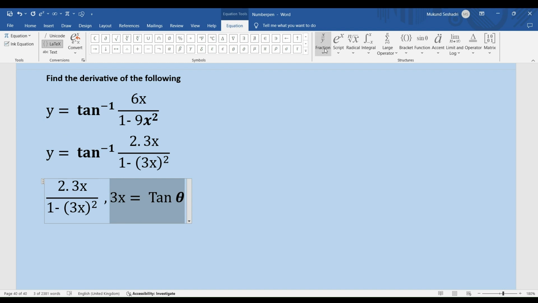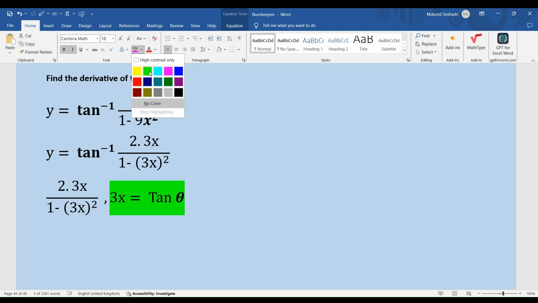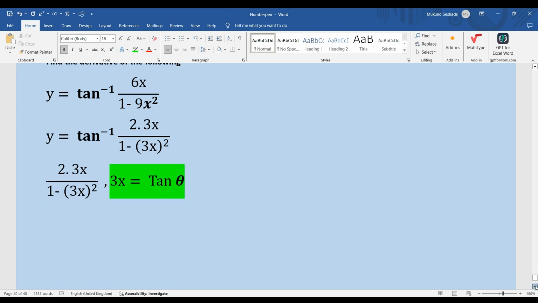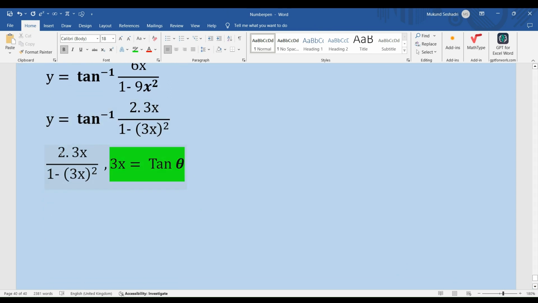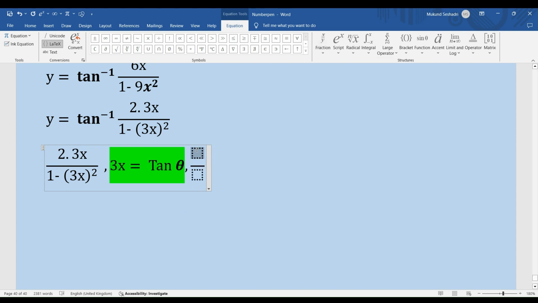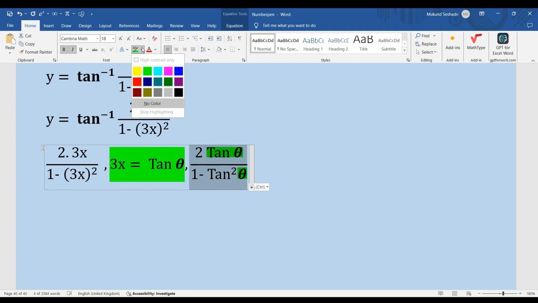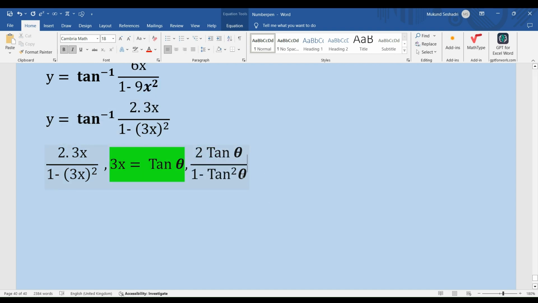And when I do that, let me highlight it in a color, say green. What do I get? My expression above becomes 2 tan theta, 2 times tan of theta divided by 1 minus tan square theta, right? This is what I have with respect to the inner expression: 2 tan theta divided by 1 minus tan square theta.